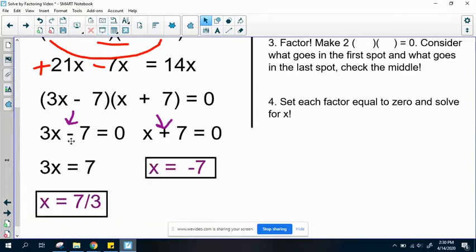To solve this one, I'm going to add 7 to both sides, and then I have to divide by 3. So my answer is 7/3. You can give me the decimal if you want, it doesn't matter. Over here, to get x by itself, I would just subtract 7 from both sides, and there are my two answers. So I factor, and then I apply the zero product property to get both answers. Let's try another one.